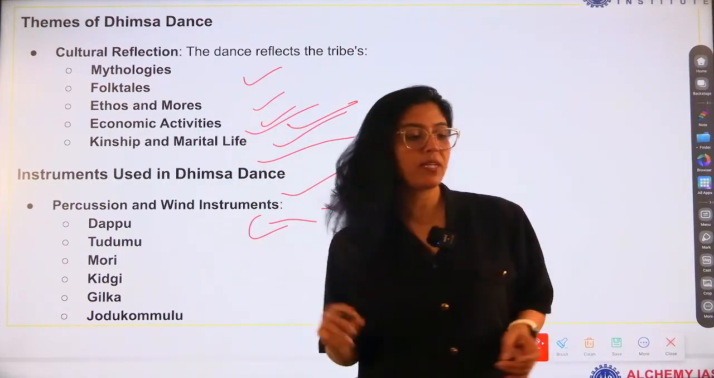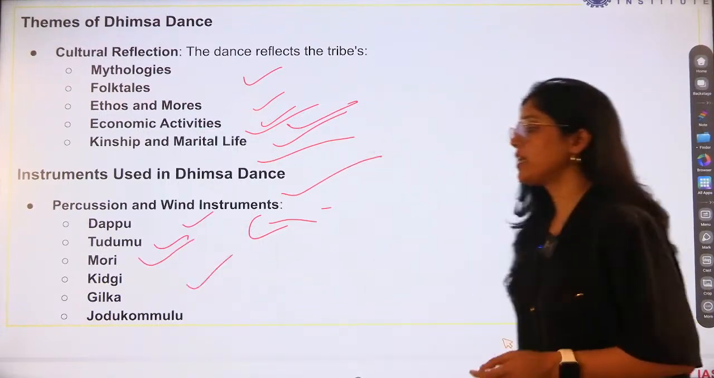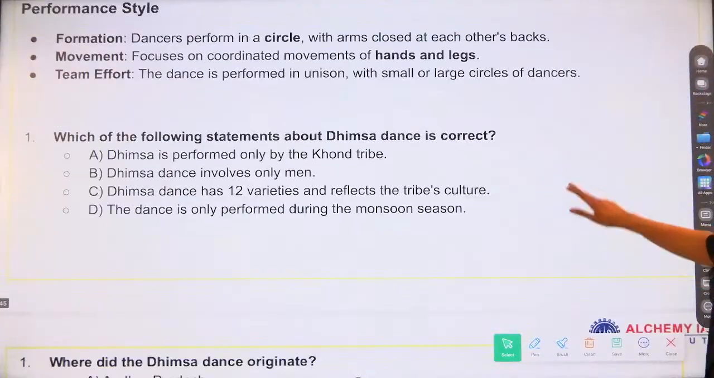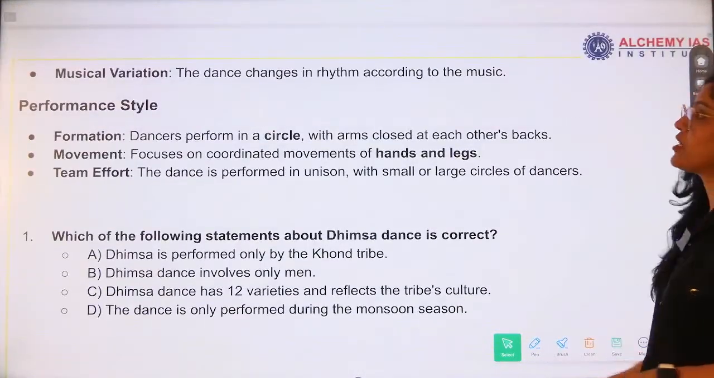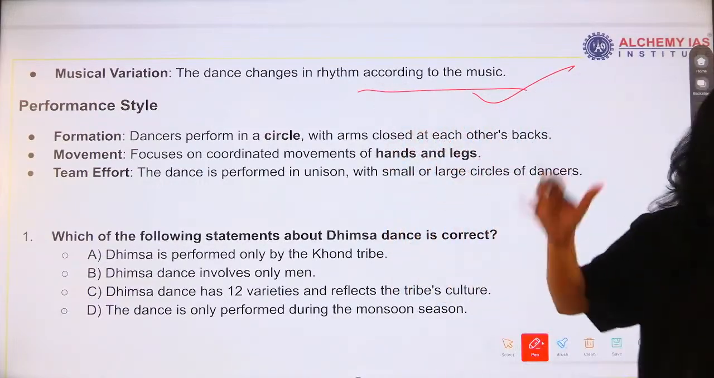Instruments: which instruments are used? The instruments are Dakko, Tudumu, Mori, Kidgi, Gilka, and Jodu Komullu. Next is musical variation. The dance changes in rhythm according to the music. So this is also there.